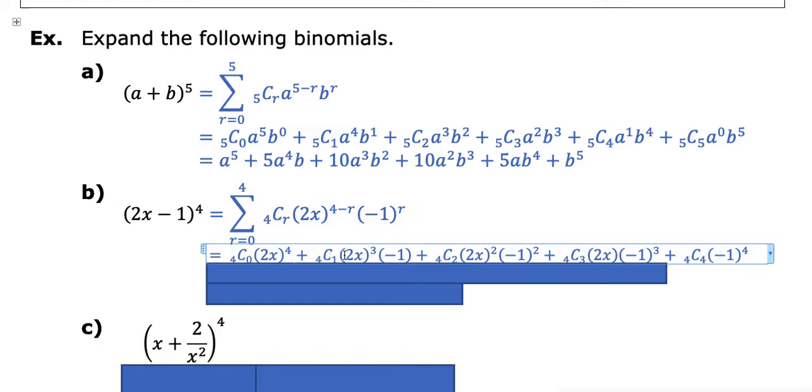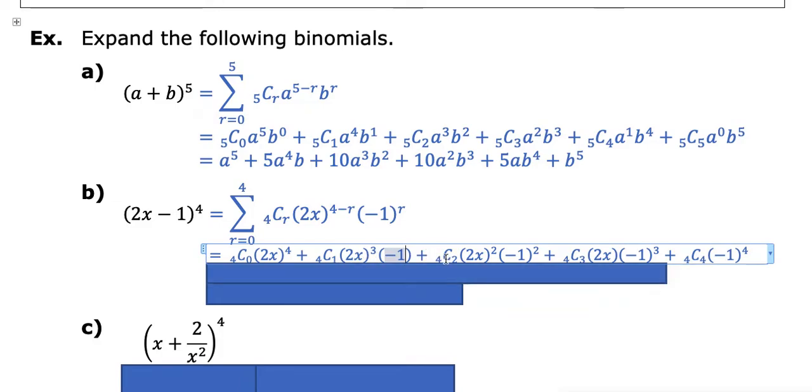Next, we'll have 4 choose 1, term a, which is 2x in this case. A is to the 3, so b is to the power 1, because it must add to 4. So this is to the power 1. We don't have to write the exponent 1 because it's implied.